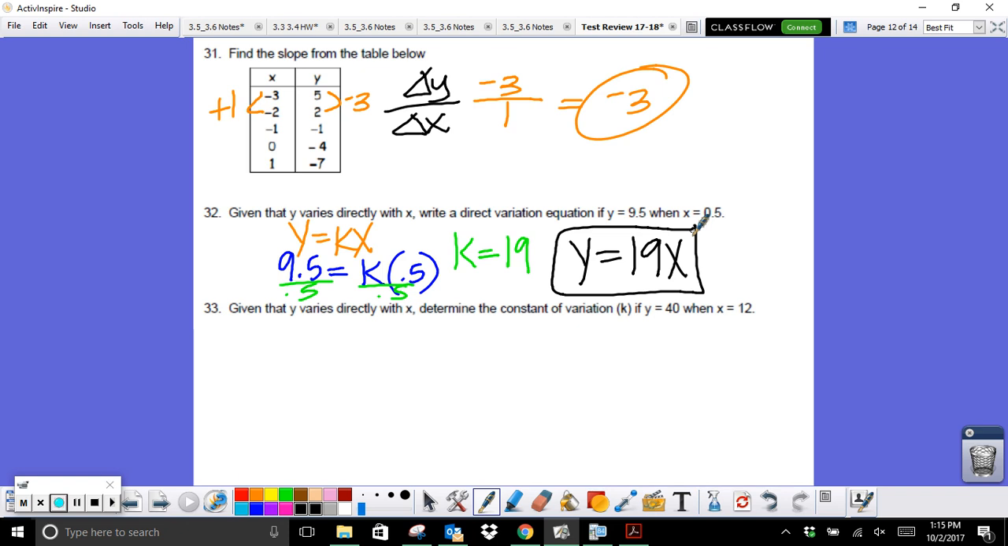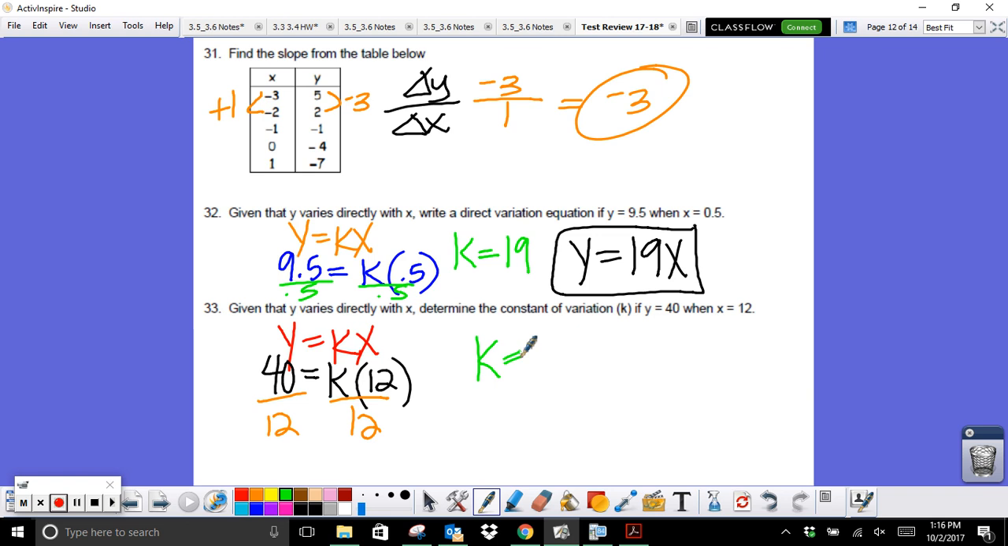33. Given that y varies directly with x, determine the constant of variation if y equals 40 when x is 12. All right, so y equals kx again. So it's telling me y is 40, I don't know k, and x is 12. So if I divide both sides by 12, k ends up being 10 over 3. And that's all it asked for was the constant of variation. That's what I found.